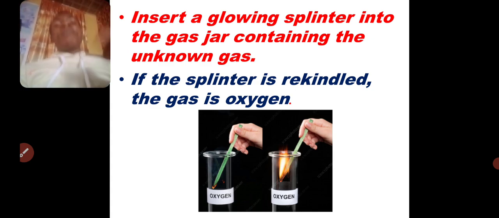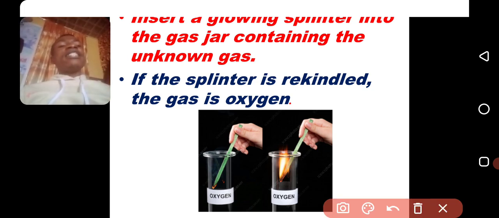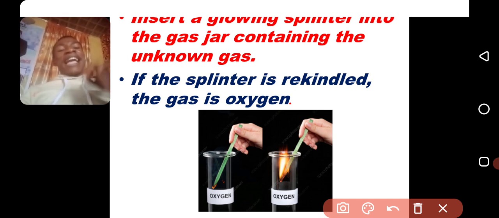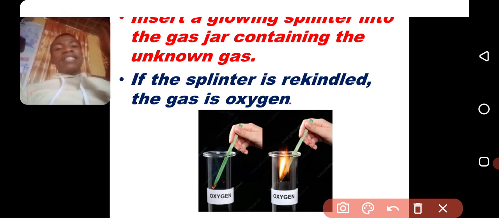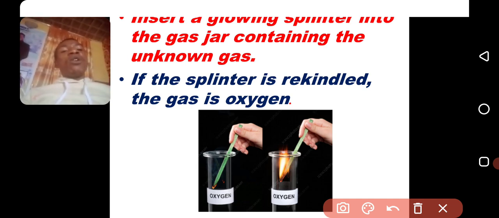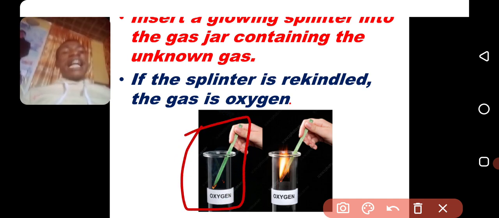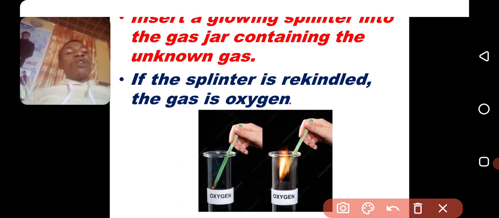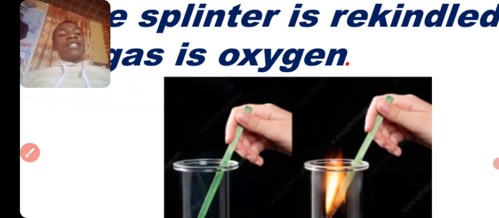A glowing splint is a substance that is almost burning but not yet burning. It has a tendency to burn, like charcoal that is red hot. Like a cigarette that has been lighted, it's a glowing splint. Look at the one you have in this place. You will see that this wood is almost burning. This is a glowing splint.